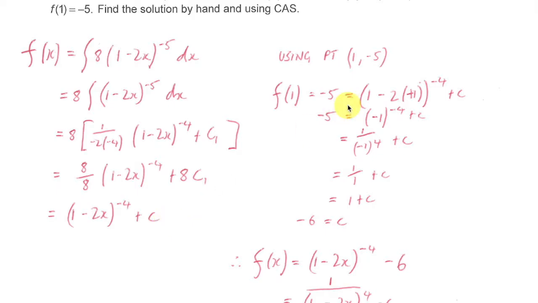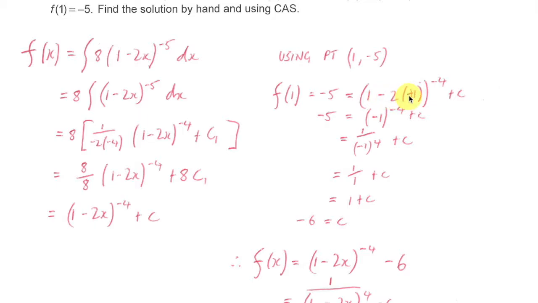I'm now going to use the fact that 1 comma negative 5 is a point on f of x. I'm going to sub x equaling 1 into the rule, and I'm going to have f of x equaling negative 5. So that will leave me with the only thing unknown being c. And you can see my workings here.